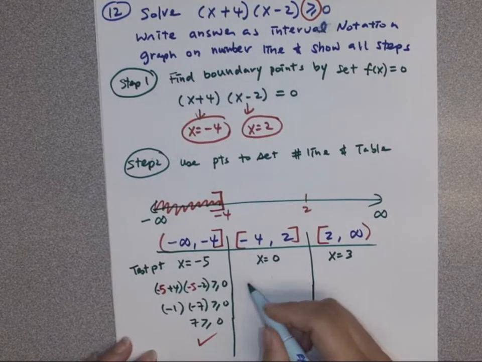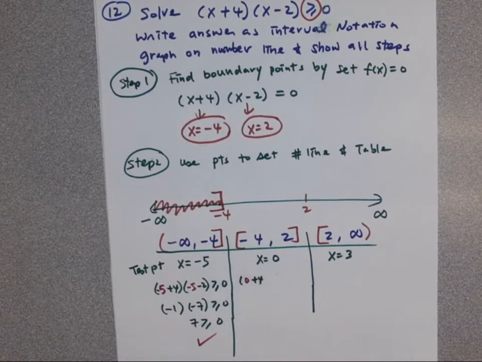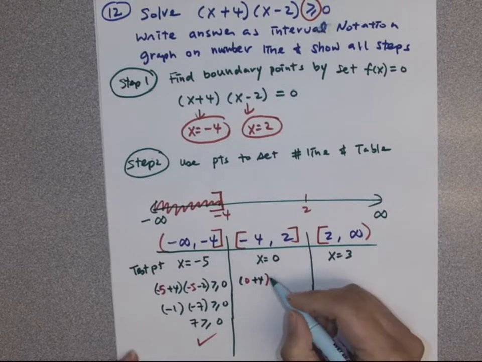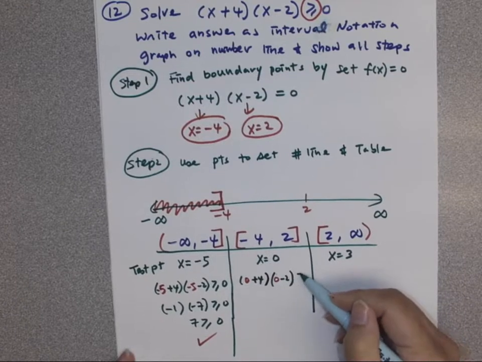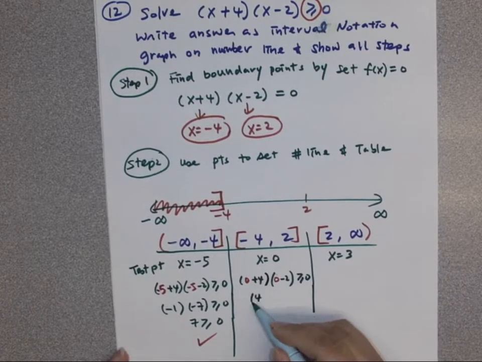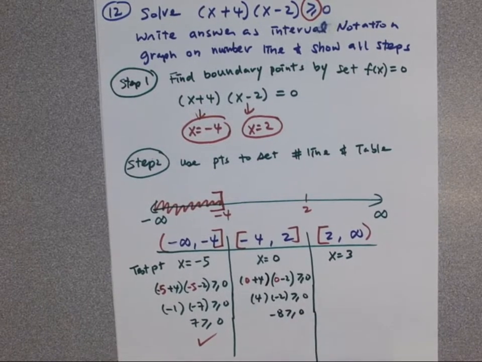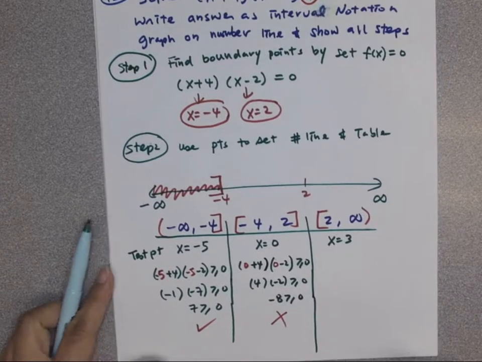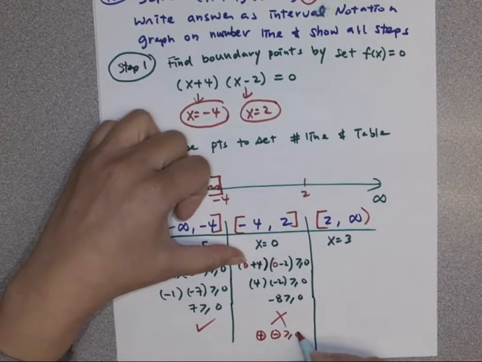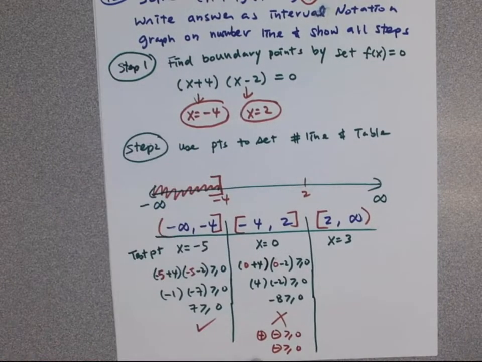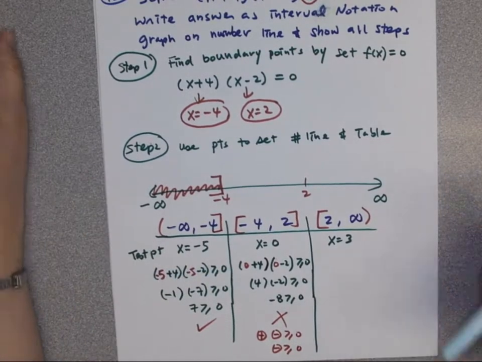And the second one, you plug in a 0. So 0 plus 4, and then 0 minus 2. Is it greater than or equal to 0? 4 times -2 is -8. A negative number greater than 0 is false. And sometimes people will plug it in and say it's going to be a positive number times a negative number greater than or equal to 0. A negative number greater than or equal to 0 is false. So you can plug it in and then just tell me the sign. That would be acceptable also.